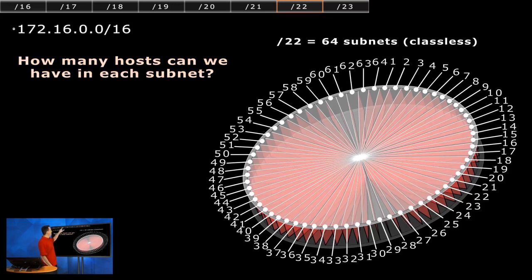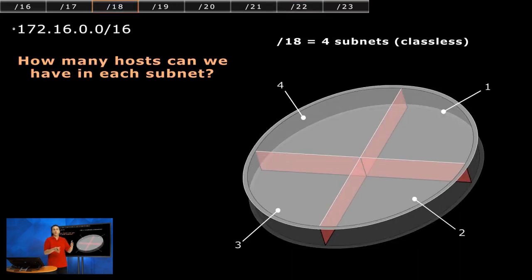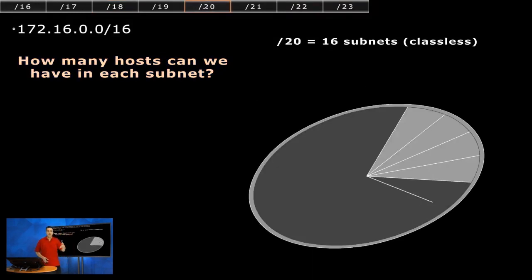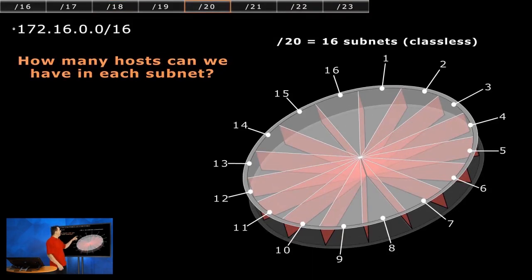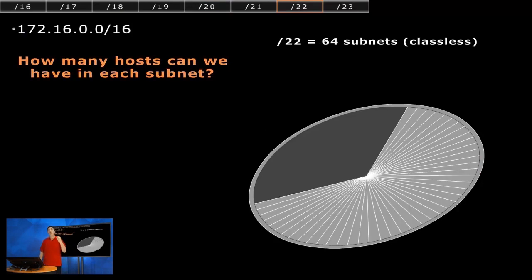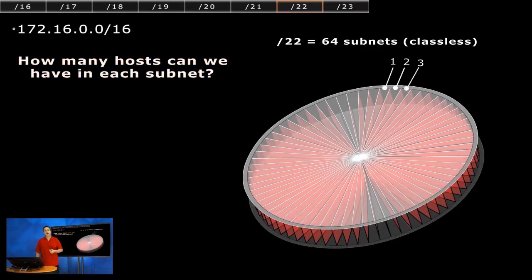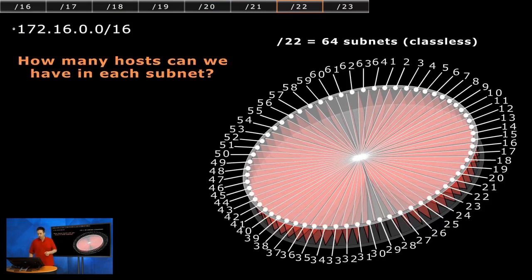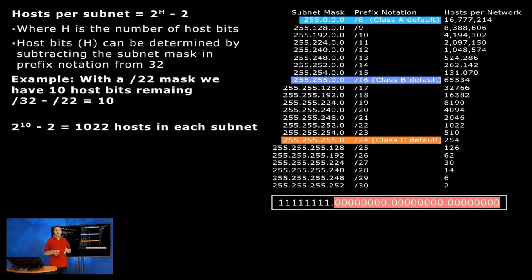So for example, if we go to /18, how many devices can I have in each of these? Don't know yet, do we? Again, we don't know yet. So I want to show you how we can figure out how many devices we could have in each of these subnets once we create them. There's an equation for that, and that equation is 2 to the power of h minus 2.